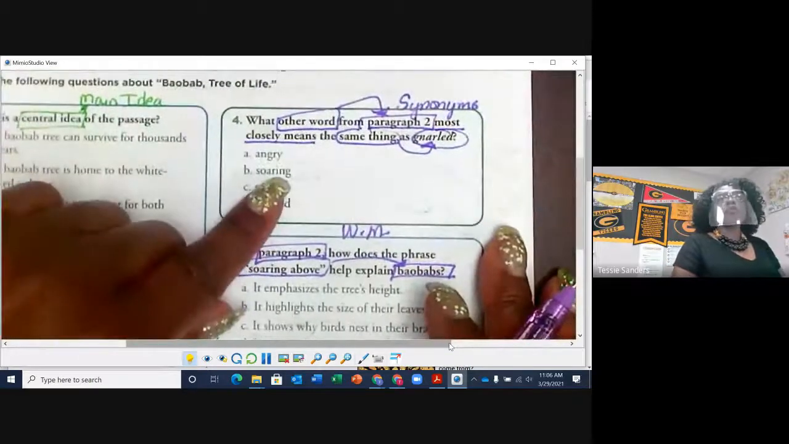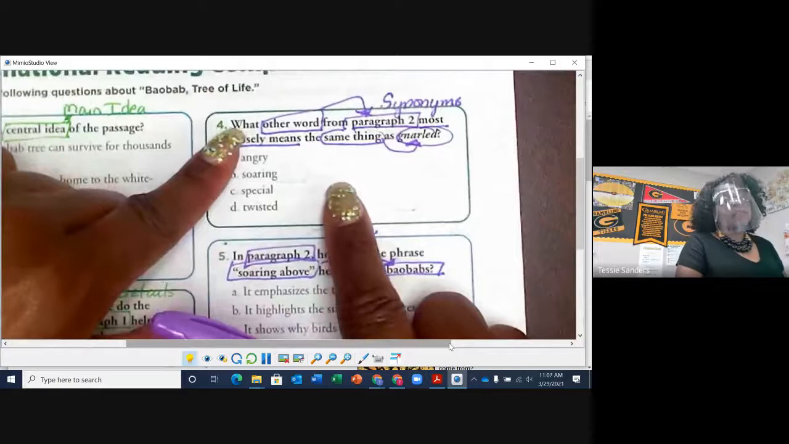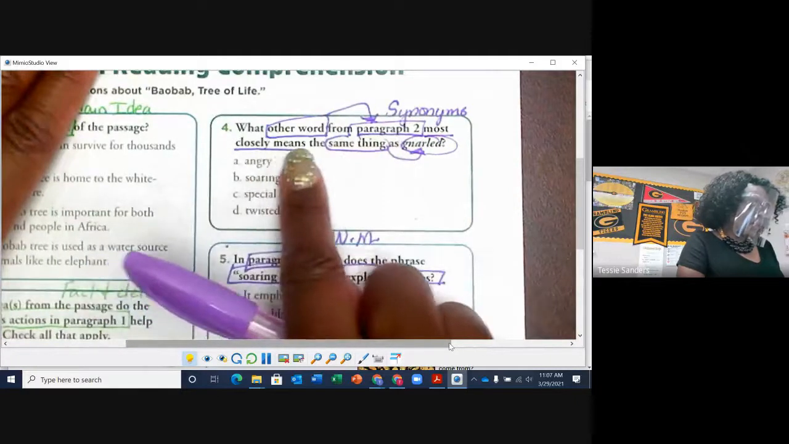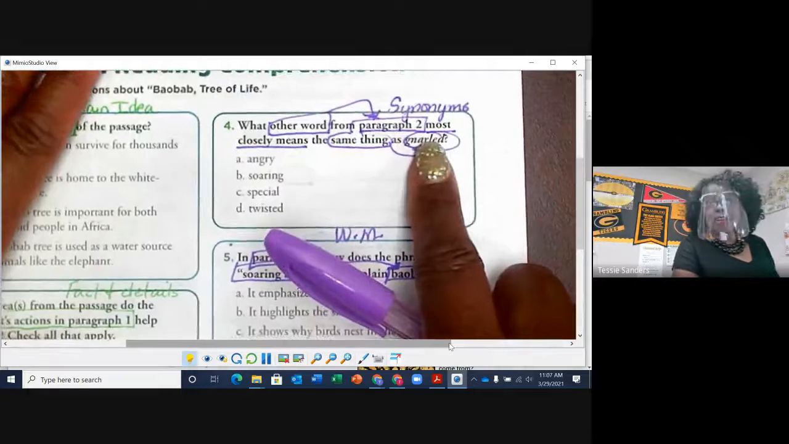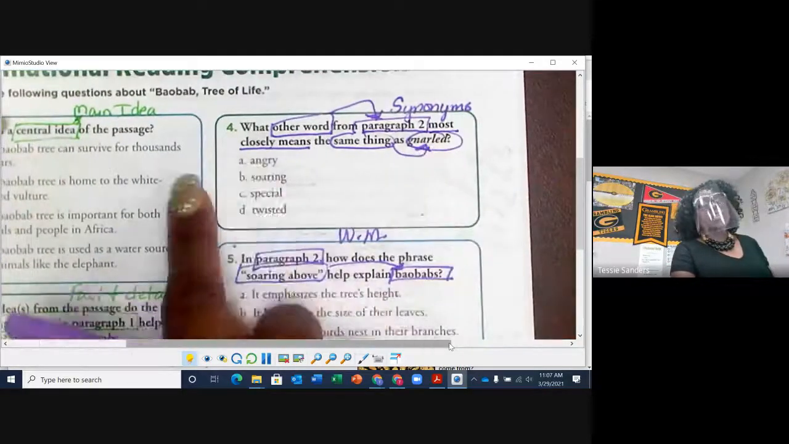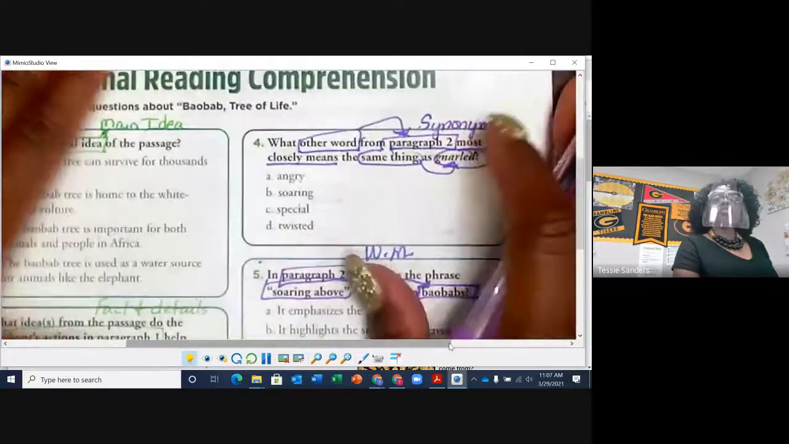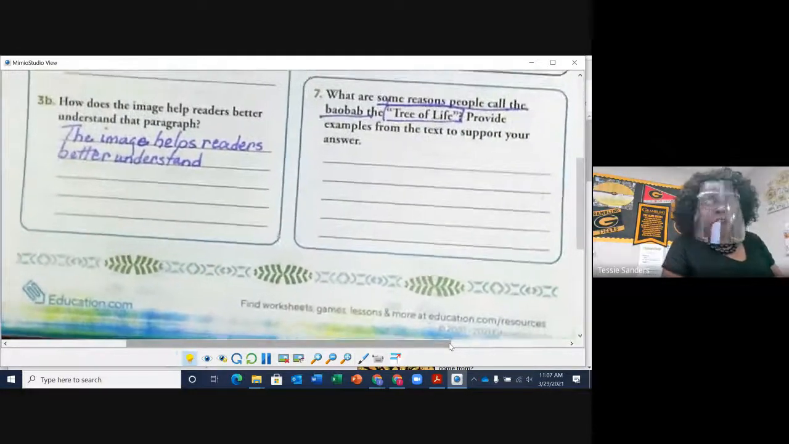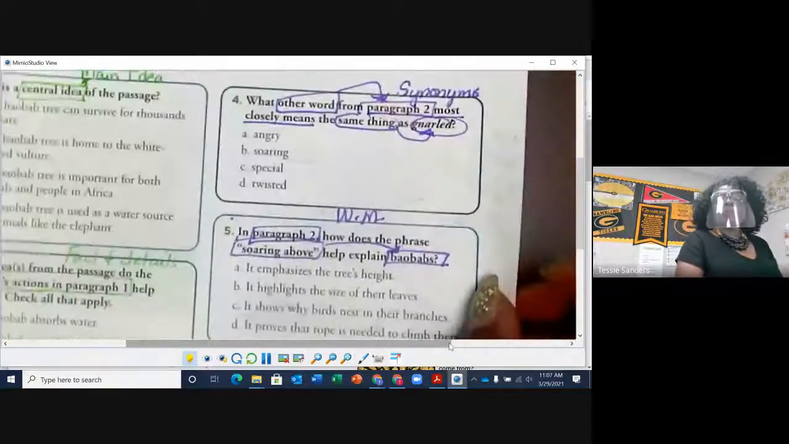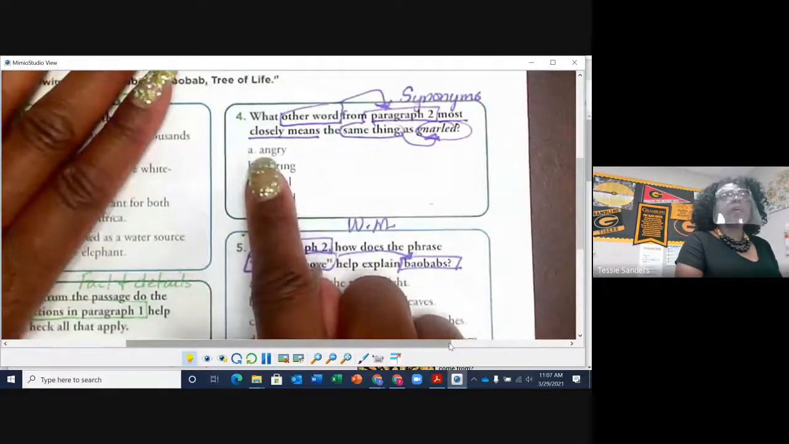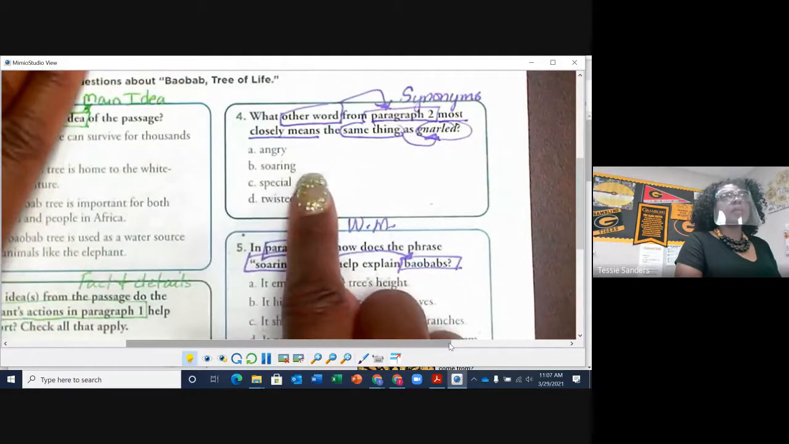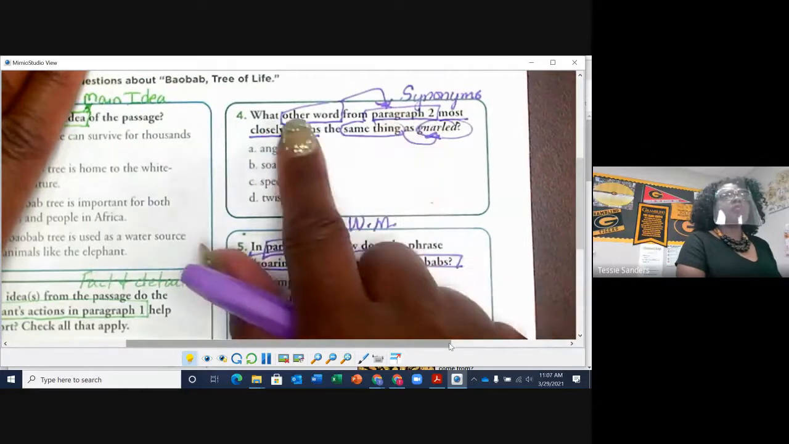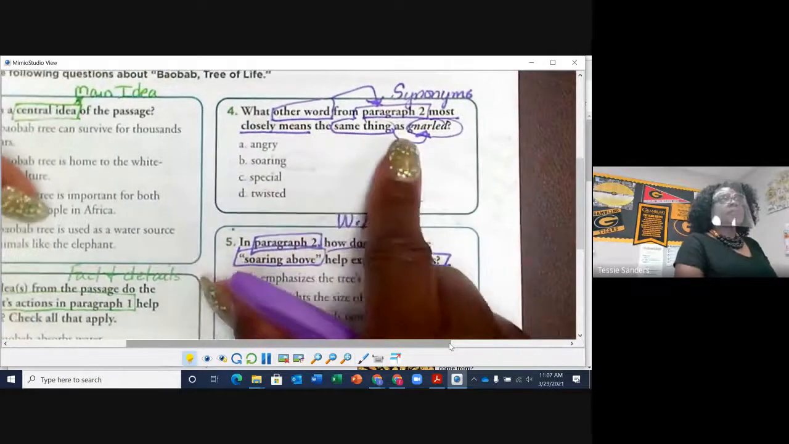Let's answer 4 first. I will give you 10 seconds to answer number 4. What other word from paragraph 2 most closely means the same thing as gnarled? Please do not call out the answer. I will not reveal the answer in the recording. This passage is taken from education.com. Please forgive the imperfections. Our copy machine is down. All right, I'll read the answer choices aloud. A, angry. B, soaring. C, special. D, twisted. Again, what other word from paragraph 2 most closely means the same thing as gnarled?